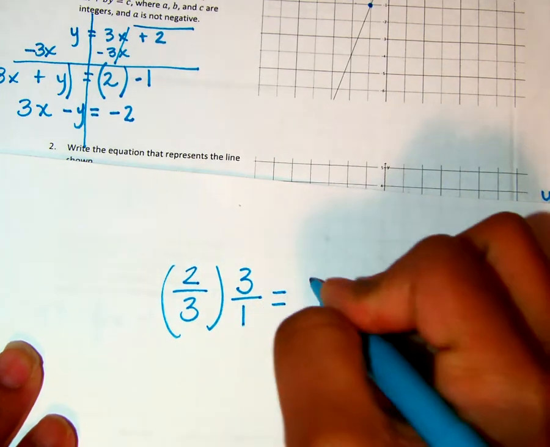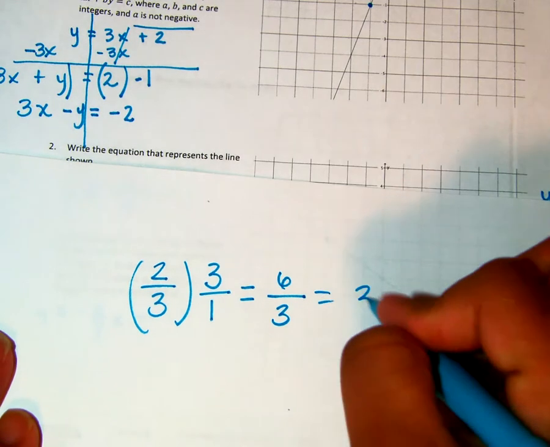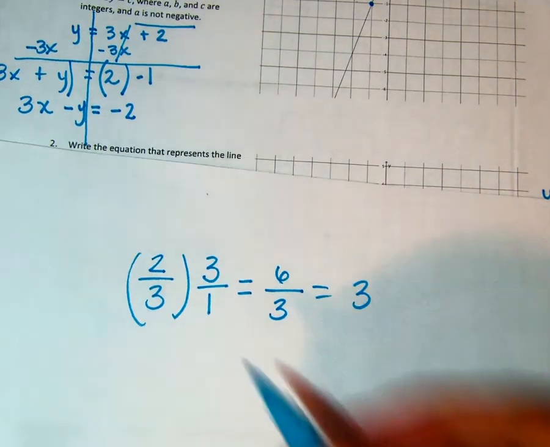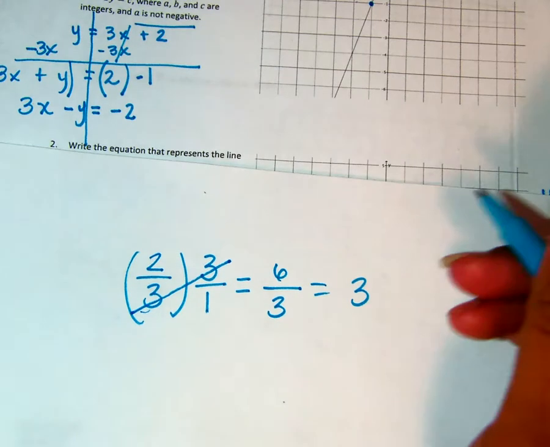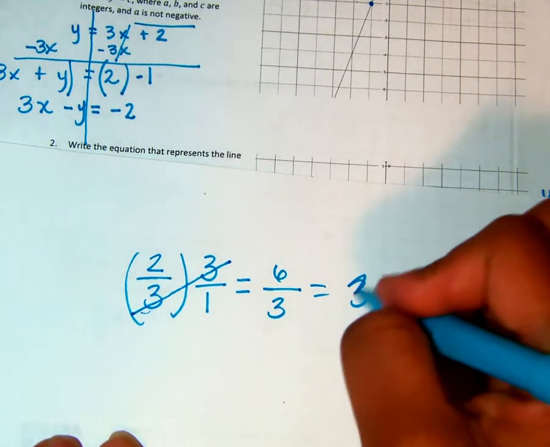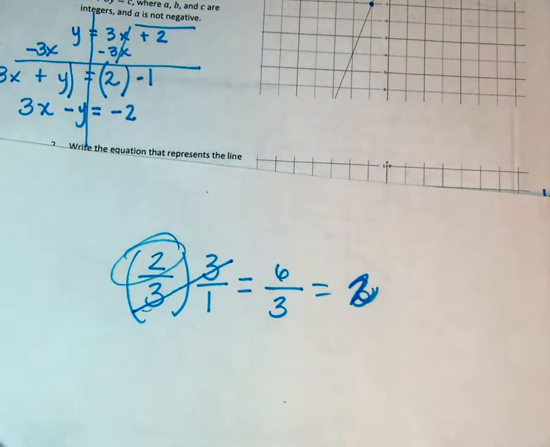And when you multiply straight across, you're going to get 6/3, which reduces to 3. A quick trick to that fact is 3 and 3 are going to cancel out. I'm sorry, I did my math wrong. 6 divided by 3 is 2. 3 and 3 cancel out. And you are just left with 2.